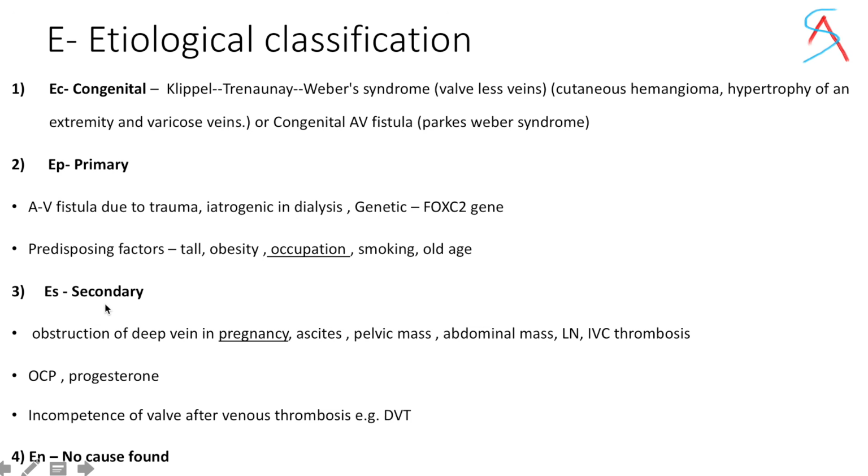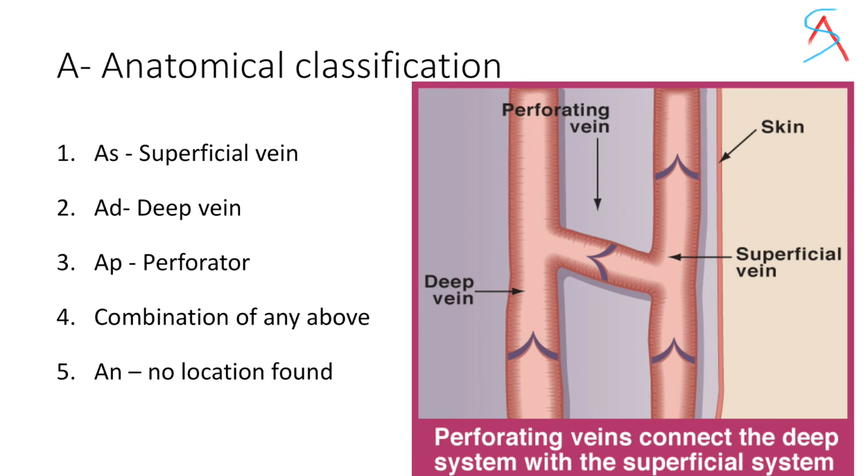The third cause could be secondary, which means another pathology which is compressing the deep vein resulting in varicose vein. There could be ascites, pelvic mass, abdominal tumor, any lymph node, or IVC thrombosis. Pregnancy is also another cause, where the uterus compresses the vein and can lead to varicose vein. Certain drugs like OCP and progesterone increase the viscosity, causing more stasis of blood in the vein. Another cause could be any history of deep vein thrombosis, DVT, which can result in incompetence of the wall.